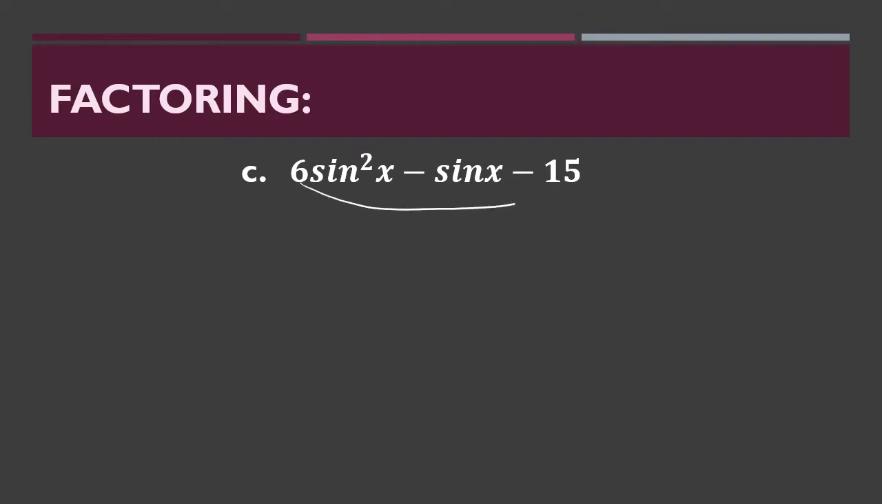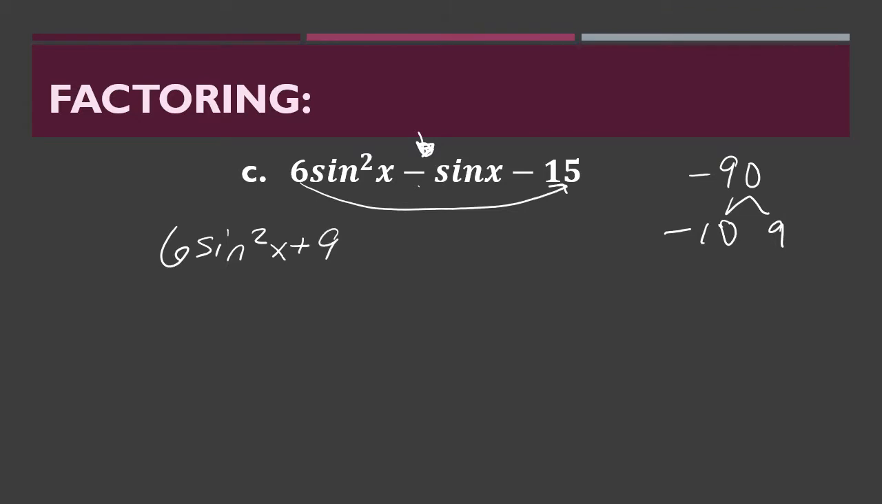Alright, welcome back. When we split the middle term, we're going to take 6 times 15, which is going to give me a negative 90. I need a negative 1 sine x, so 10 times 9 will give me 90, because this is a negative sign right here. This is going to need to be my negative term. So when I do this one, I'm going to group this one a little differently, 6 sine squared x plus 9 sine x and put my negative 10 here.